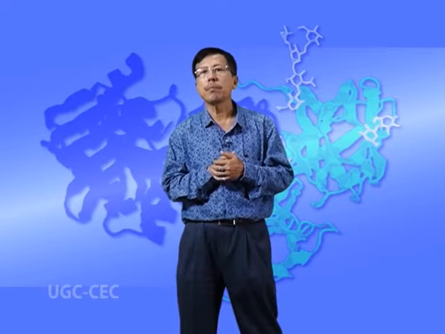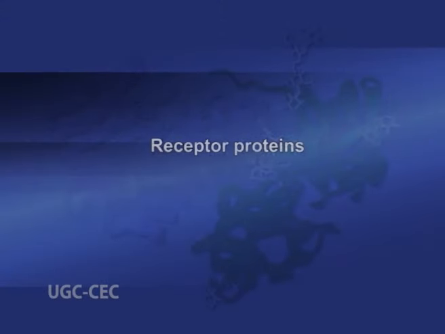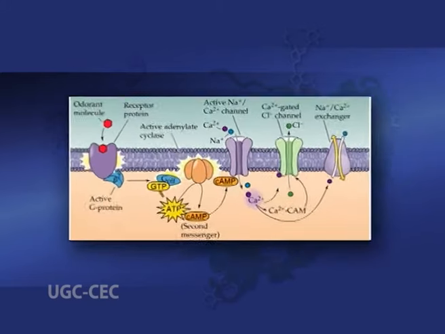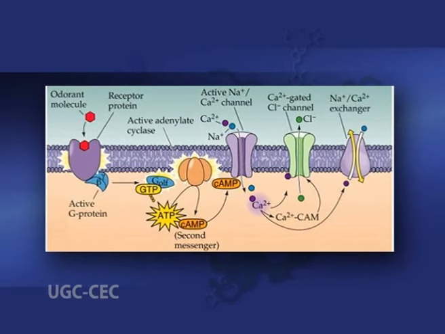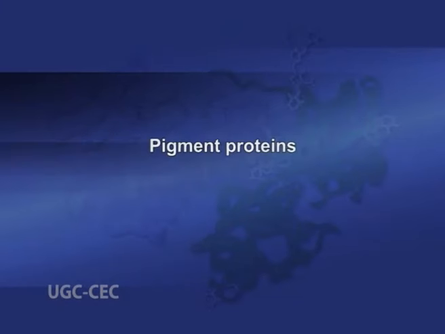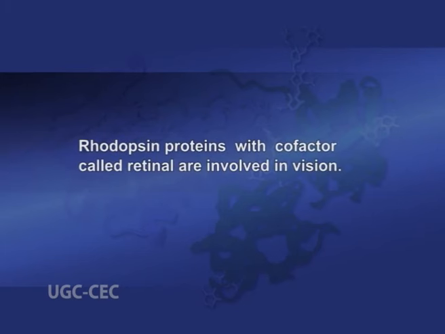The next group is receptor proteins. These proteins mediate signal transduction, acting as binding sites for ligands such as hormones. Examples are receptors for peptide and steroid hormones. The next category is pigment proteins. For example, rhodopsin proteins with a cofactor called retinal that are involved in vision.